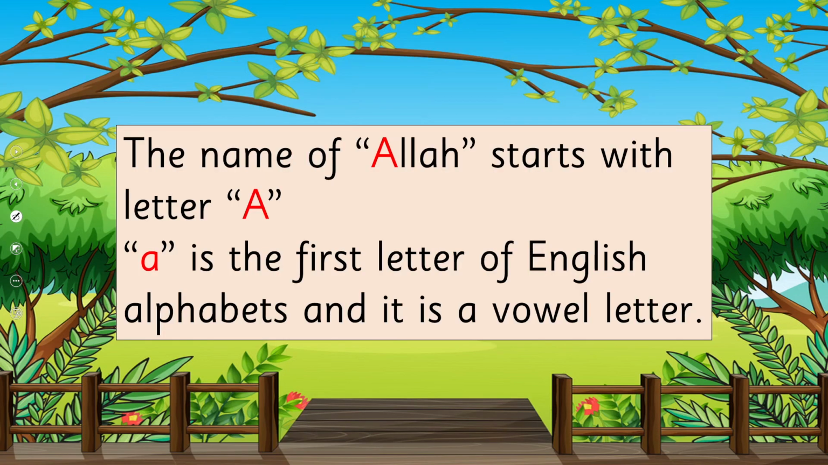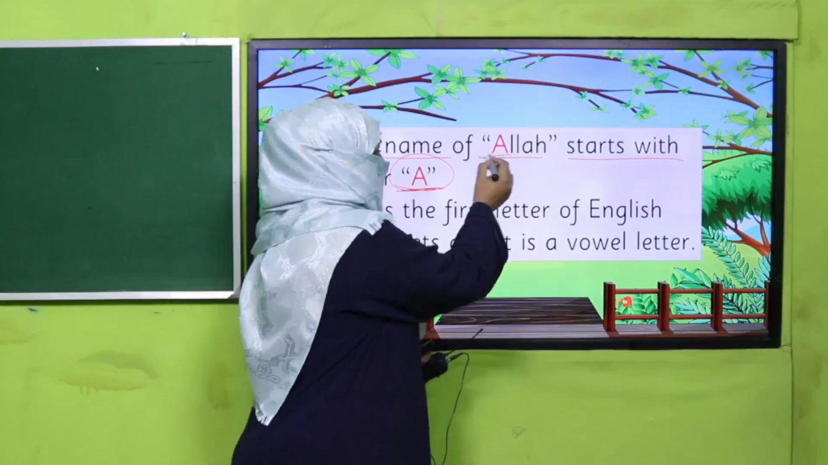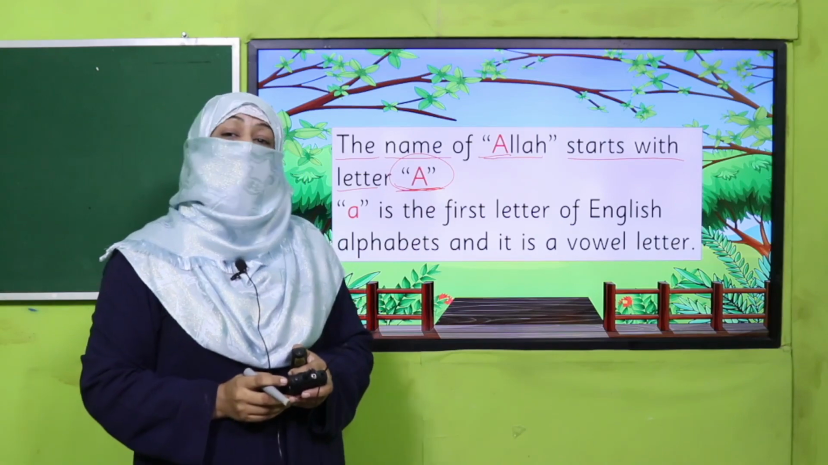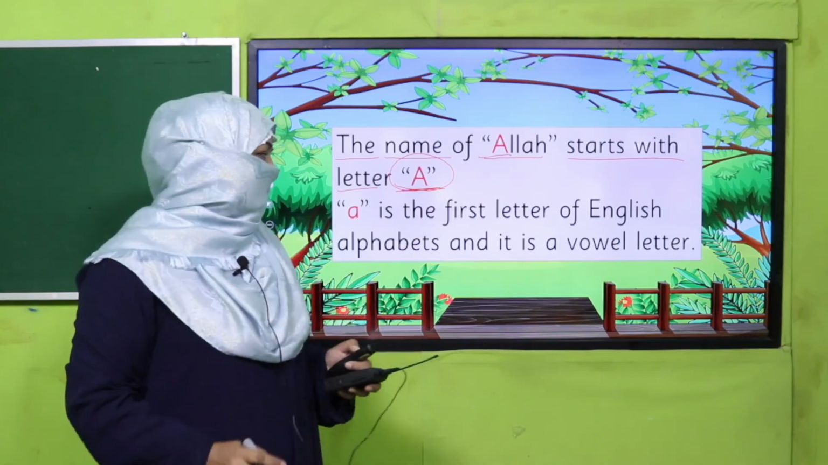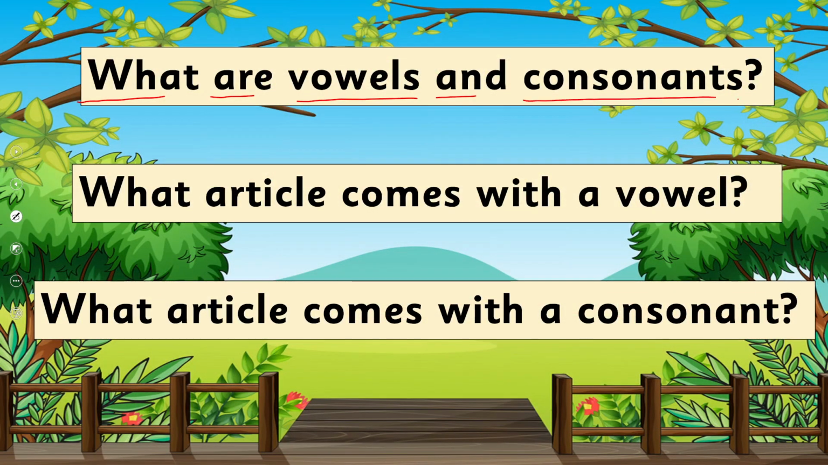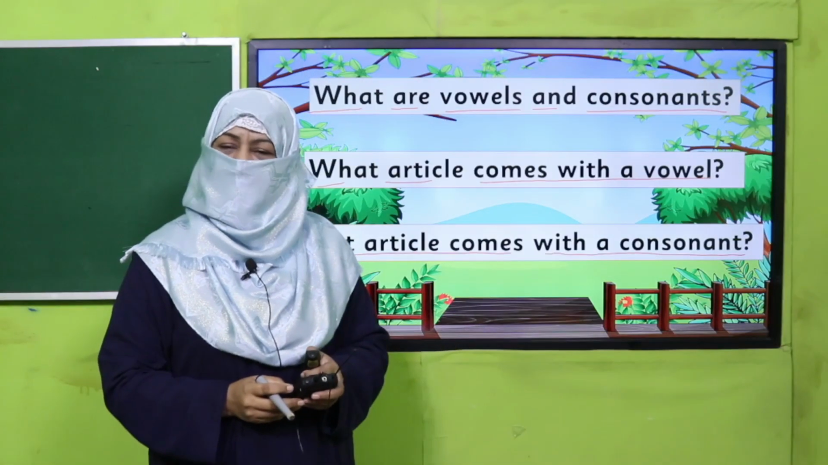Let's start with the name of Allah subhanahu wa ta'ala. The name of Allah starts with the letter A, right? When we say Allah, when we write Allah, it starts with A, and A is the first letter of the English alphabet, right? And it's a vowel sound, right? So, what are vowels? I have taught you what are vowels and consonants, what article comes with the vowel sound and what article comes with the consonant sound. Whatever you know about it, pause the video, answer these questions to your teacher and then come back.